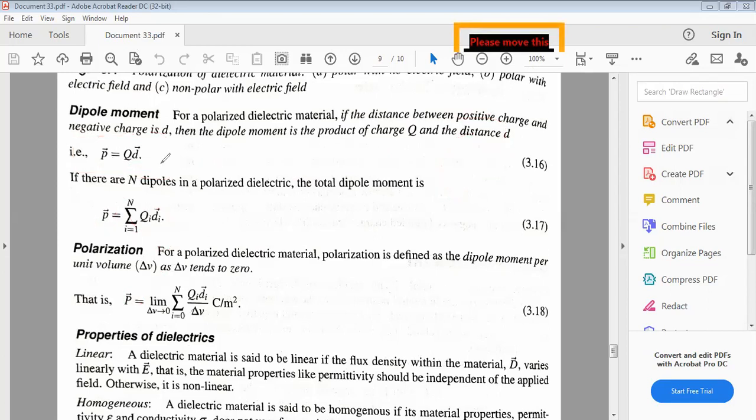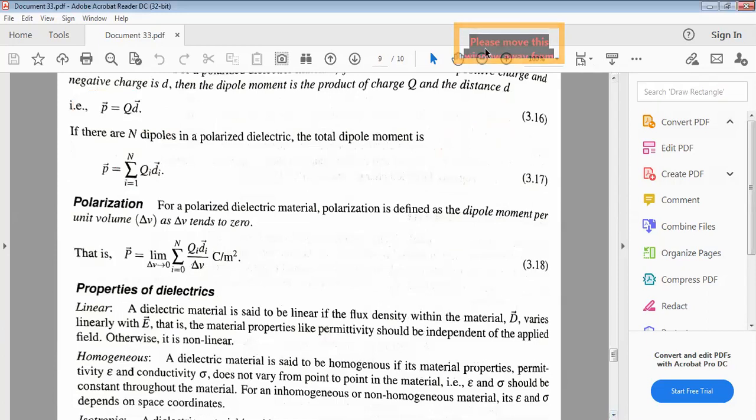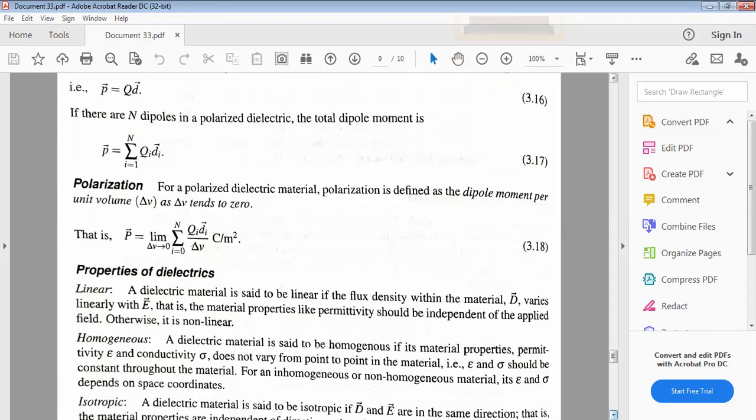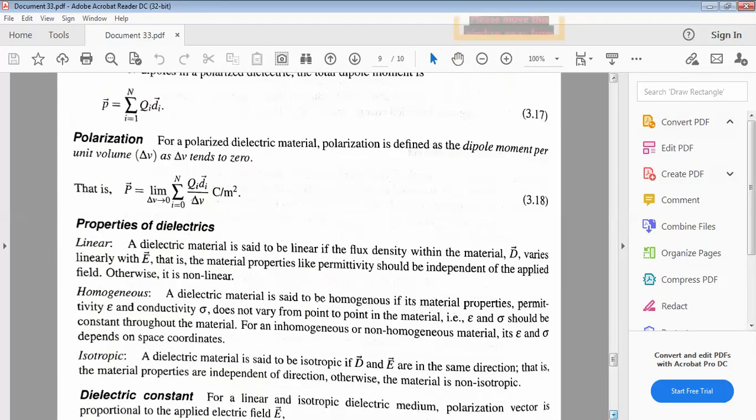Okay, dipole moment is represented with the small p, and the polarization is represented with capital P. Next, what are the important properties of dielectric materials? Basically, there are three properties: linear, homogeneous, and isotropic.